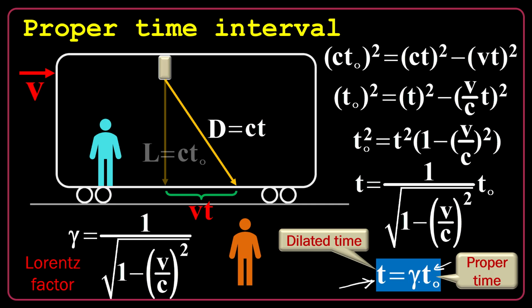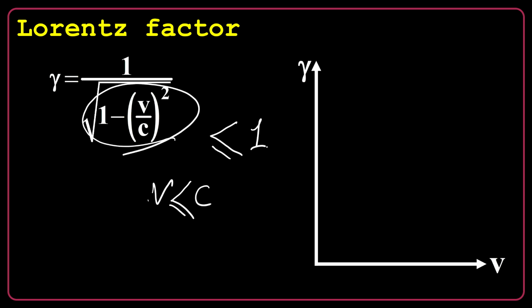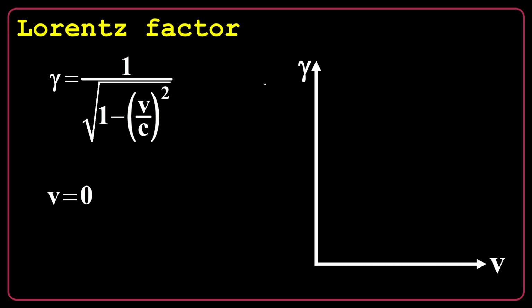Let's consider the Lorentz factor first. The Lorentz factor is 1 over square root of 1 minus v over c squared. Basically, you see that v is always smaller than or at most equal to c, so the denominator is always something less than or equal to 1. So the total fraction, the Lorentz factor, is always larger than 1. The minimum is 1, when the speed is 0 or negligible compared with the speed of light. So we can ignore this term and gamma will be 1.